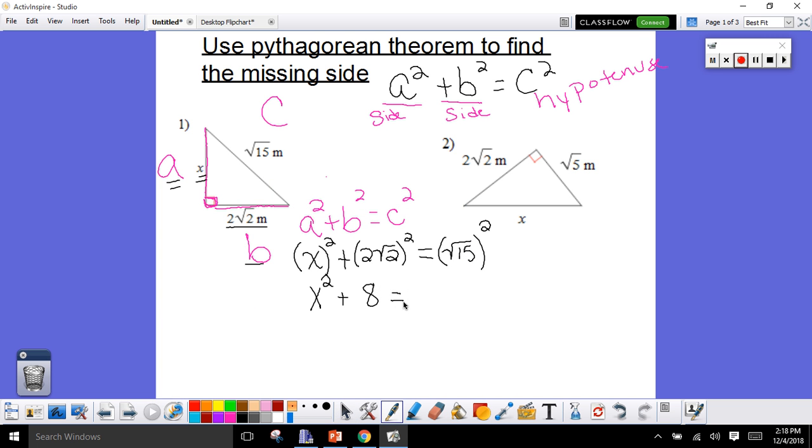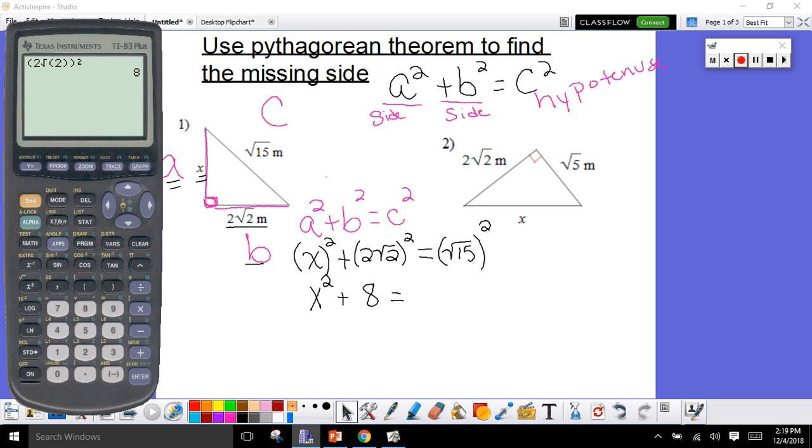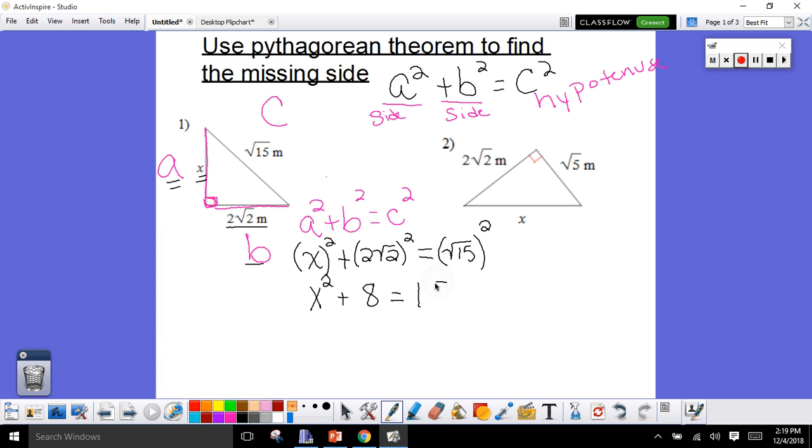Equals, then I'm going to do the same thing with the square root of 15. I get my calculator and I put parentheses. Do not forget parentheses, please. Sorry guys, we're having technical difficulties like always. So close parentheses again on my calculator because it has 2 open parentheses. I square it and I get 15. That's what I put in my equation here.